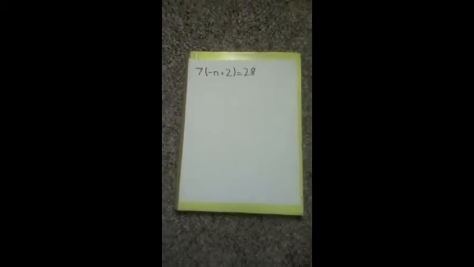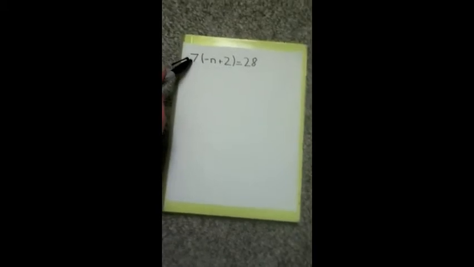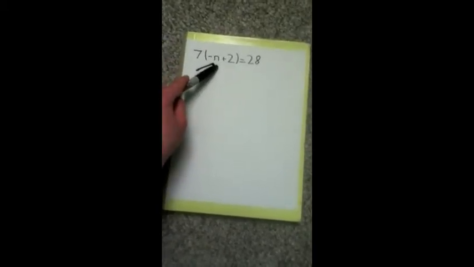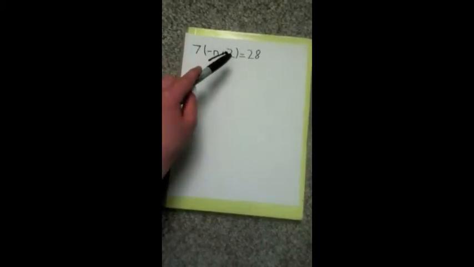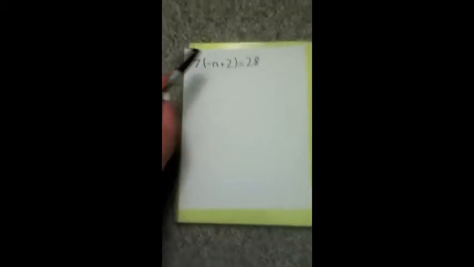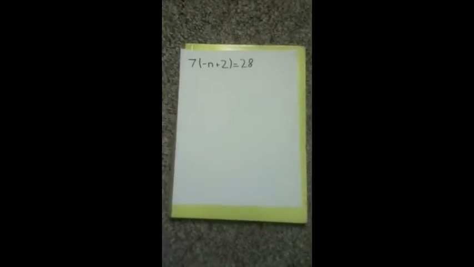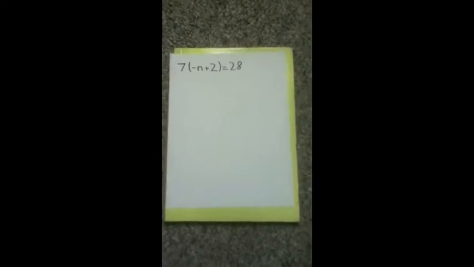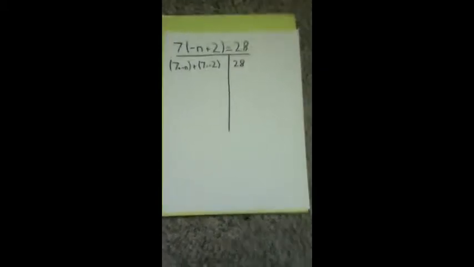Oh my gosh, my mind is blown! Is it when you multiply 7 times negative n, and then you add that to 7 times 2? I think so. Wow, that sounds complicated.